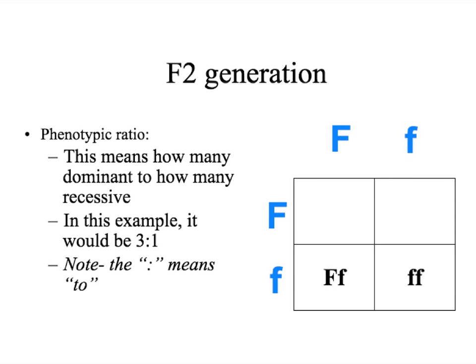We've kind of gone through this one. Phenotypic means how many to how many. And that's where we get our 3-to-1. We always start off with dominant first. So purple, 3, white, 1. 3-to-1.